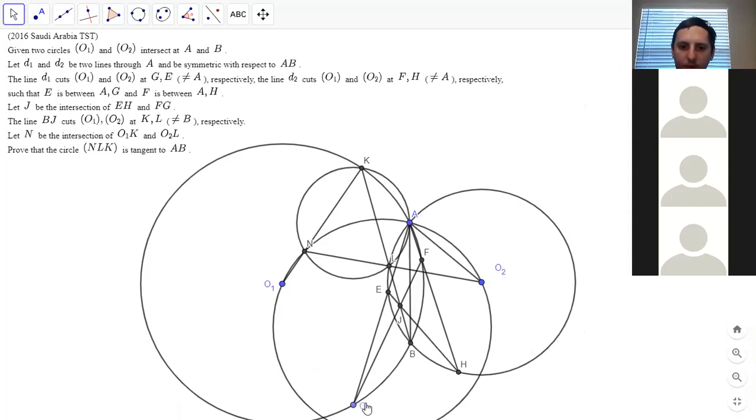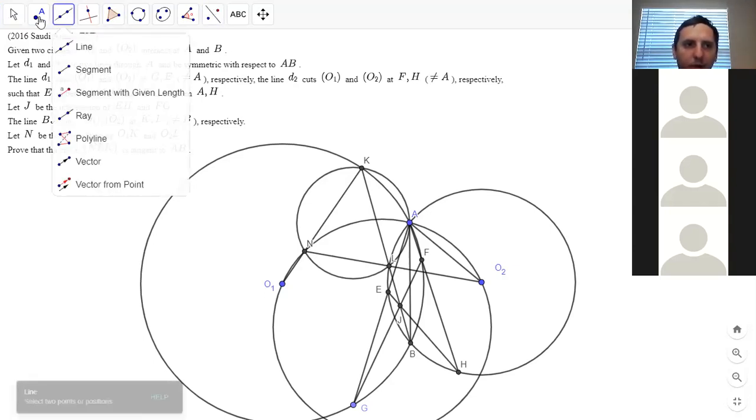I have a trivial observation that triangle EBG is congruent to HBF. Oh, EBG and HBF are congruent? Yeah, because AB is the angle bisector of angle GAH. So BE must be equal to BH, and BG must be equal to BF. Ah, good point. I didn't see that. And angle EGB is equal to angle BFH because of the cyclic quadrilateral. Interesting. So that's probably pretty helpful.